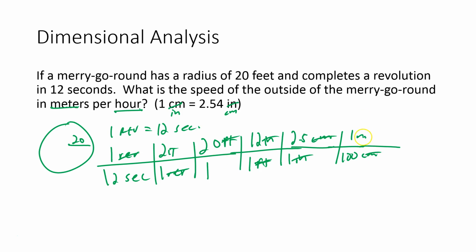So we now have meters, which is what we want, and then we got to get the bottom to hours. So 60 seconds in 1 minute. Seconds are gone. And then 60 minutes in 1 hour. Minutes are gone. So now I think we have meters per hour, which is what we wanted. So we multiply all the way across the top. I'm going to leave the pi alone. So we got 2 times 20 times 12 times 2.54 gives me 1219.2 pi.